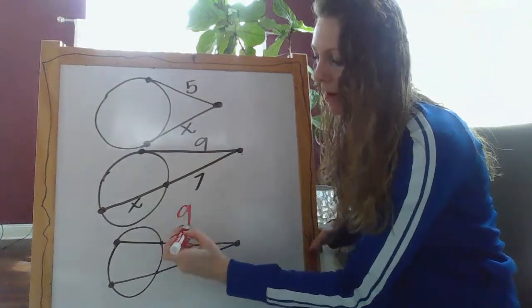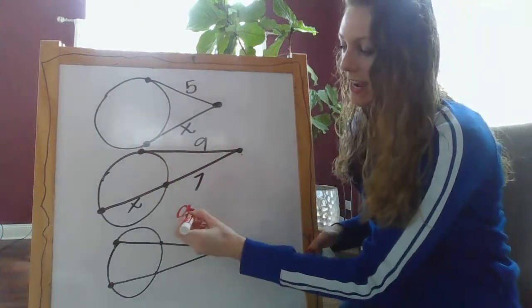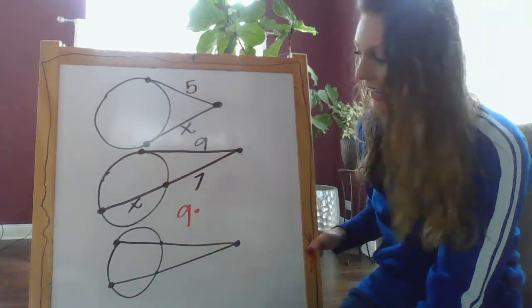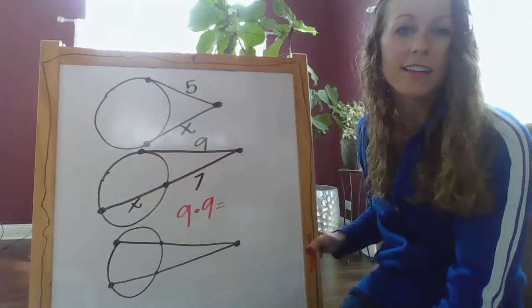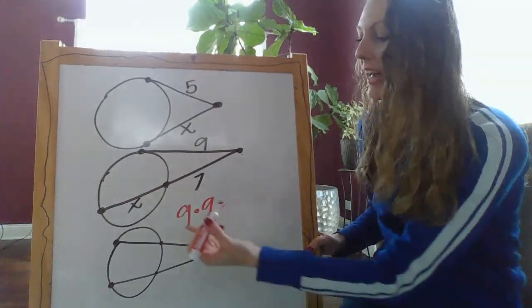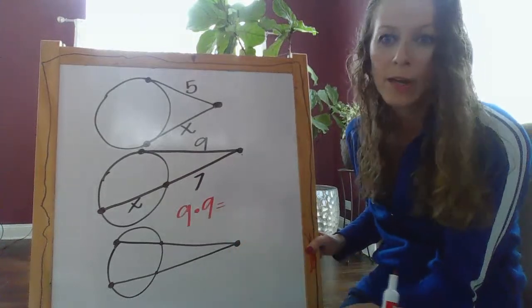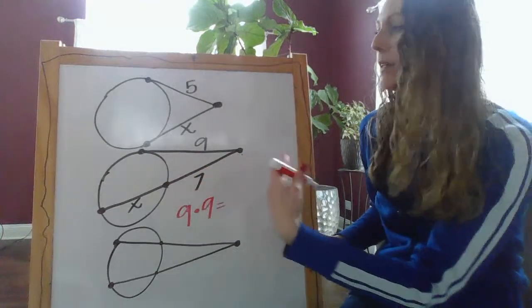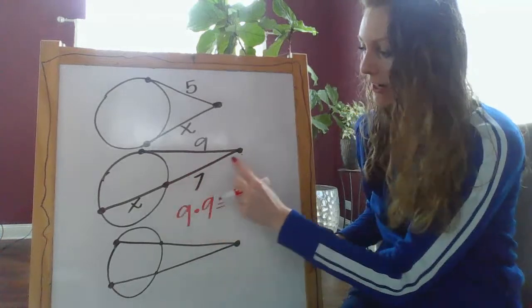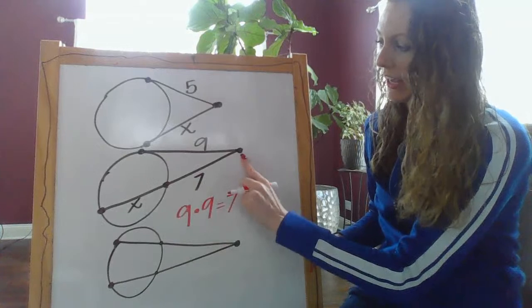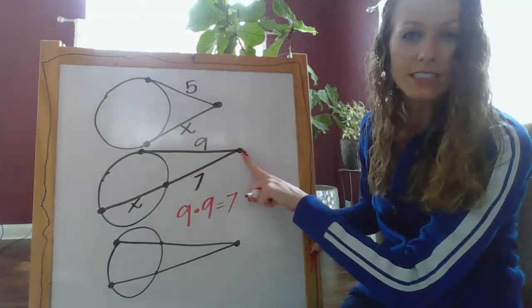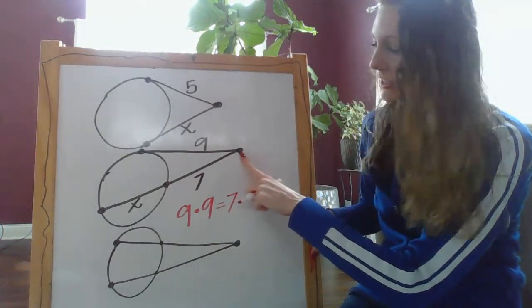So the outside part is 9 times the entire length, which also happens to be 9, right? When you were looking at the theorem on the online textbook, they had it as 9 squared. However you want to write it, I usually just do outside times whole, and then the outside part for this one is 7, and our whole length does have to start at that common vertex.